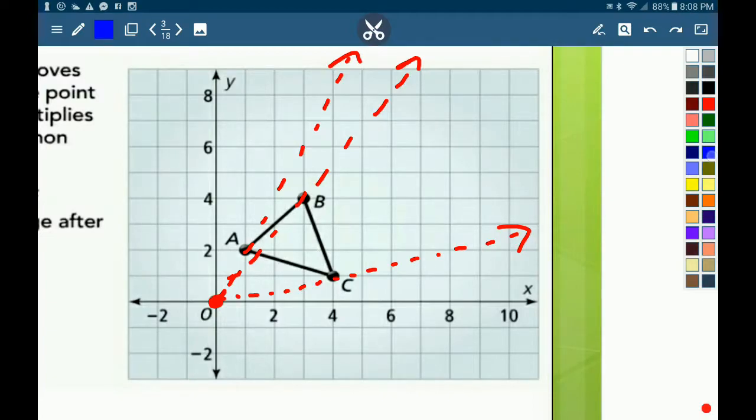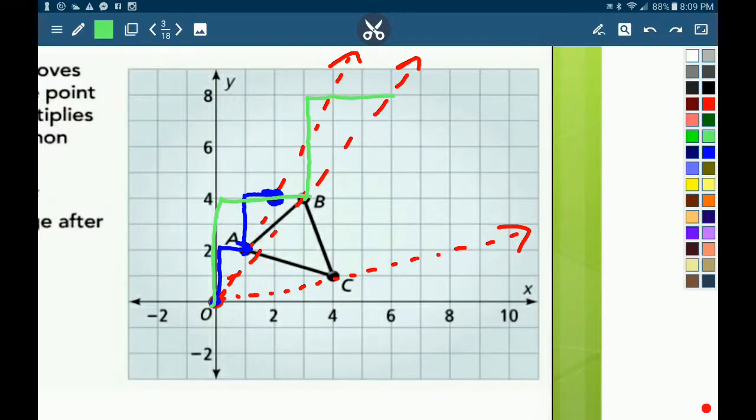If I wanted to make this shape 2 times bigger, I would have to, from the center of dilation, rise 2 and run 1 to get to point A. So if I want to double that distance, we're going to rise 2 and run 1 again. So that's where A prime would be. Same thing with B. I have to rise 4 and run 3. We'll do that one more time. Rise 4 and run 3.